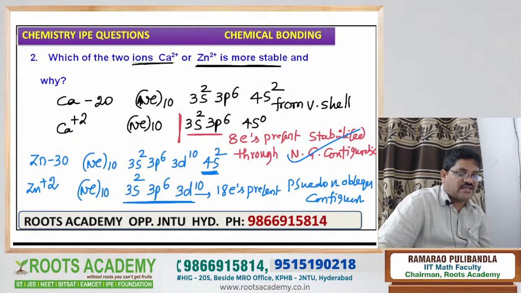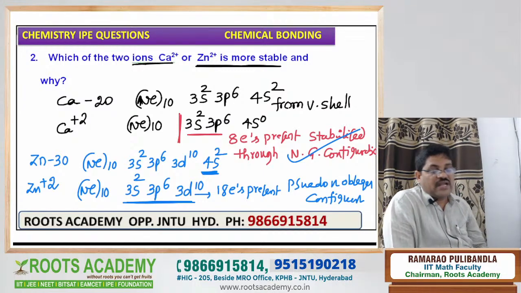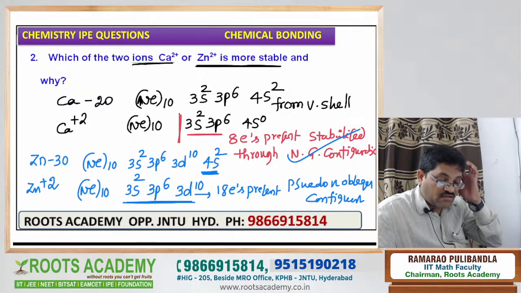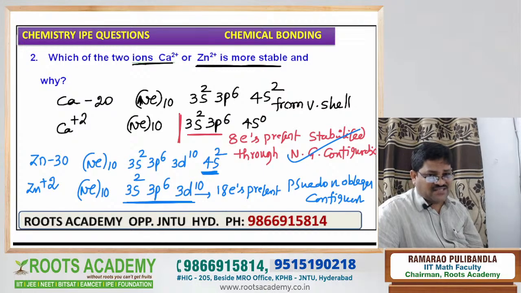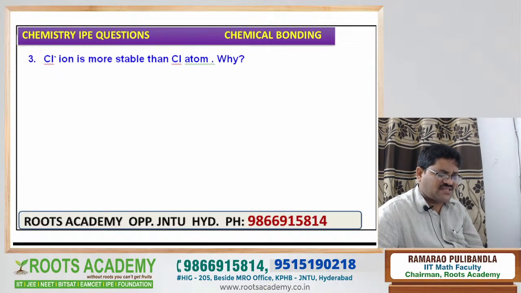Repeat the statement once again, students. Ca plus 2 cation is more stable than Zn plus 2 cation because Ca plus 2 cation is stabilized by noble gas configuration, whereas Zn plus 2 cation is stabilized by the pseudo noble gas configuration. In the bracket, you write presence of the 18 electrons. That's why Ca plus 2 is more stable. You write like this, definitely you get 2 marks out of 2 marks. Very easy, students. Chemistry is very easy.